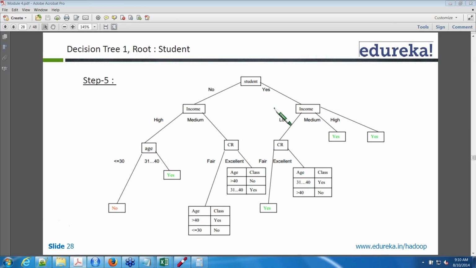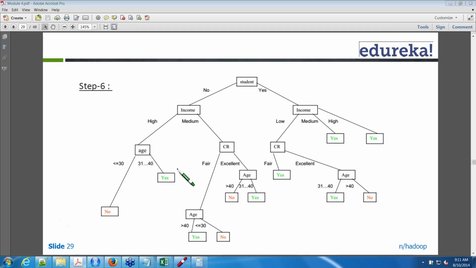So here, if it's a student and the income is medium or high, they will buy the computer. If they are not a student, the income is high and the age is less than 30, they will not buy a computer. If it's not a student, the income is medium and the age is between 31 and 40, they will buy a computer. That's the kind of interpretation or inference we have to make out of this data. Further we do that, and finally we achieve this output. Can you see the tree? Can you get the output from this tree of when a student will buy a computer or not? Are we able to identify it from this?